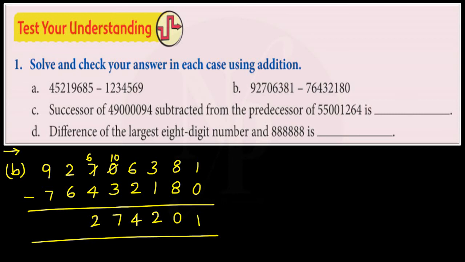Subtracting 6 from 2 is not possible. Regrouping is required. It will become 8, make it 12. Now you subtract 6 from 12, you get 6. And subtracting 7 from 8 you get 1. The difference we obtained is 1 crore 62 lakh 74,201. Now let us verify our answer.